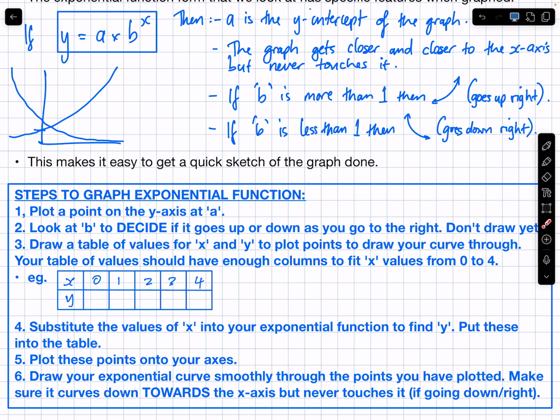All right, we'll go through the steps and then I'll demonstrate drawing those graphs with the steps. Step 1, plot the point. Put a dot, whatever A is, on the y-axis. Step 2, look at B. Decide if it goes up or down as you go to the right, but don't draw it yet. You're just keeping that in mind, which direction it's going. But now, step 3 is the one that takes some labor. Make up a table of values for x and y, like this, to plot your points to curve through. Your table of values should have enough columns to fit values from 0 to 4. As long as you got 0 to 4 there, you'll be fine for the exam that I'm running with you.